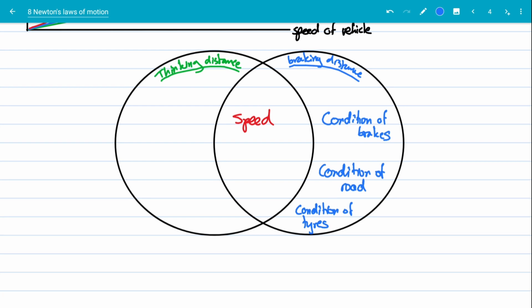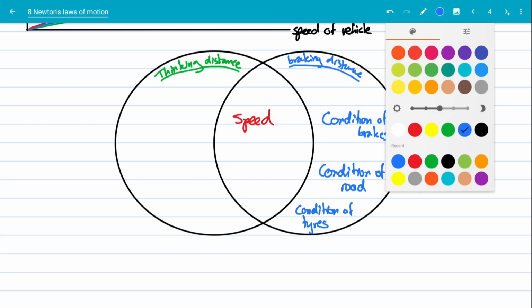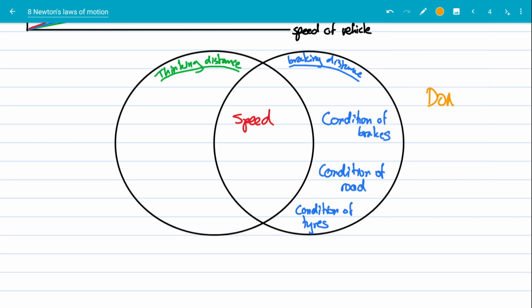If you're asked what will reduce braking distance, just saying condition of brakes isn't good enough. If you're saying what will increase braking distance, just saying weather is definitely not good enough. Absolutely not. Fog does not affect braking distance. So saying weather is not good enough. In fact, I'm going to have to put this next to it. Don't say weather. Fog. That's weather, isn't it?